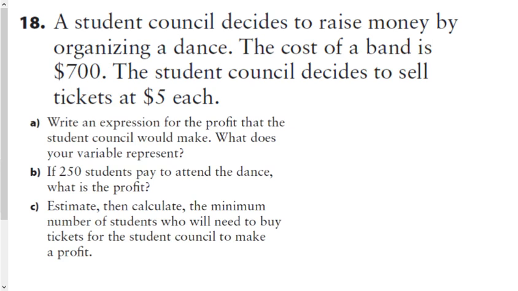Question 18, a student council decides to raise money by organizing a dance. The cost of a band is $700, and the student council decides to sell tickets for $5 each. Write the expression for the profit that the student council would make, using a variable to represent the tickets.